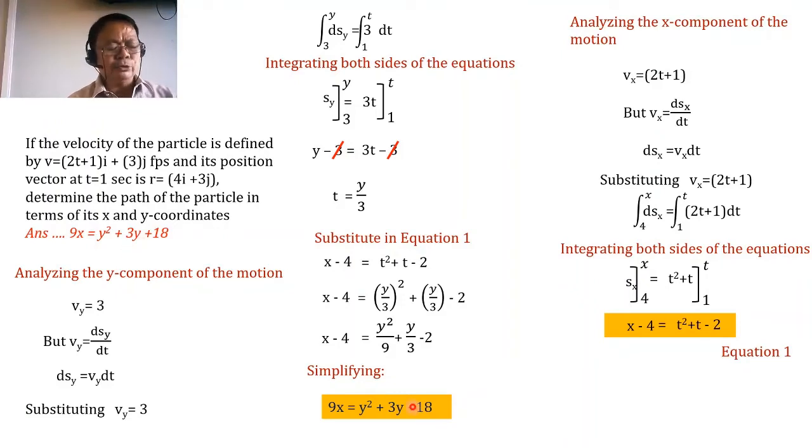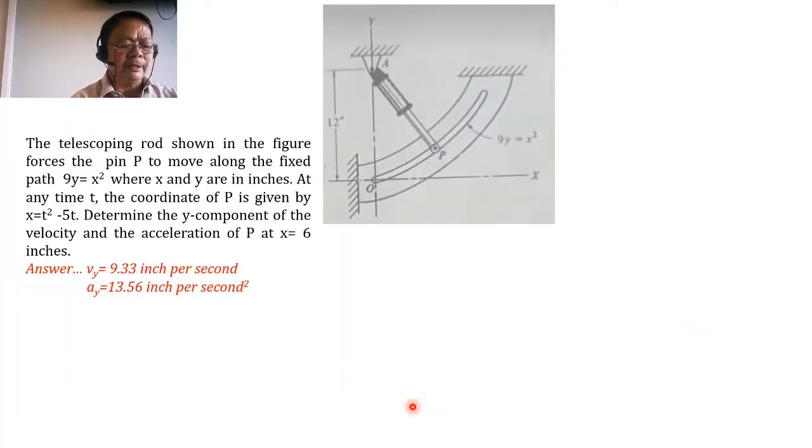And so let us try to consider working on the second problem. And here is our second problem. In the second problem, it says that the telescoping rod shown in the figure, here is the figure, forces the pin P, here is the pin, to move along the fixed path of 9y equals x squared. So there is the path that P is traveling, equal to the equation 9y equal to x squared, where x and y are in inches.